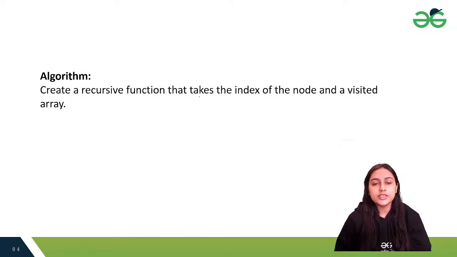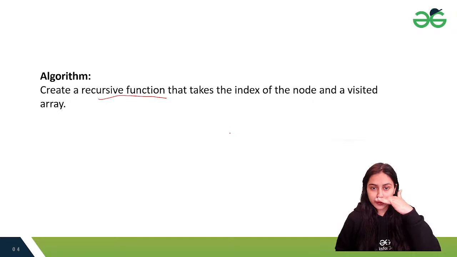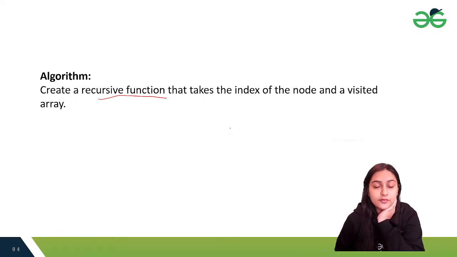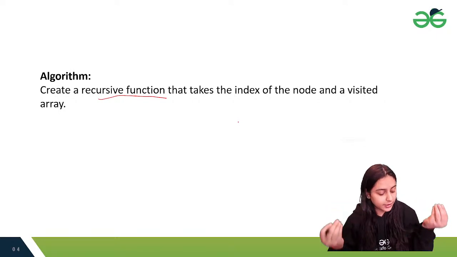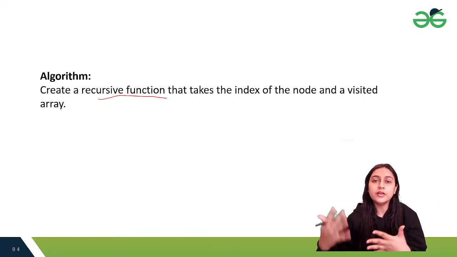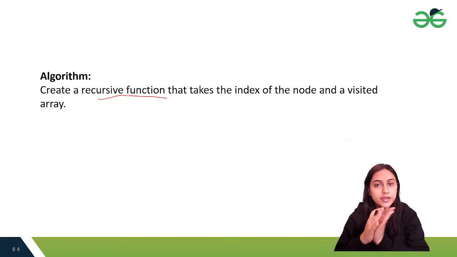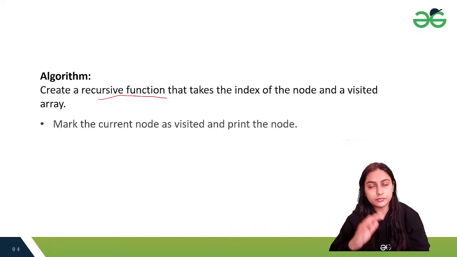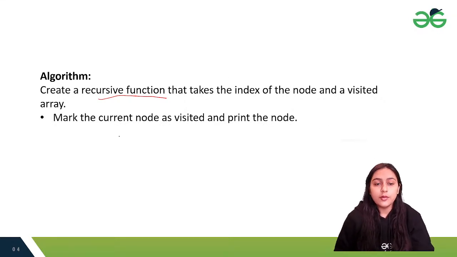So the algorithm for this is we are going to have a recursive function. We are going to do this step recursively, and it takes the index of the node. We will give the index of the node and a visited array. Every time we will give the index of the node, and every time we will pass the visited array, because at each and every step we are going to visit one node or another. So we mark the current node as visited.